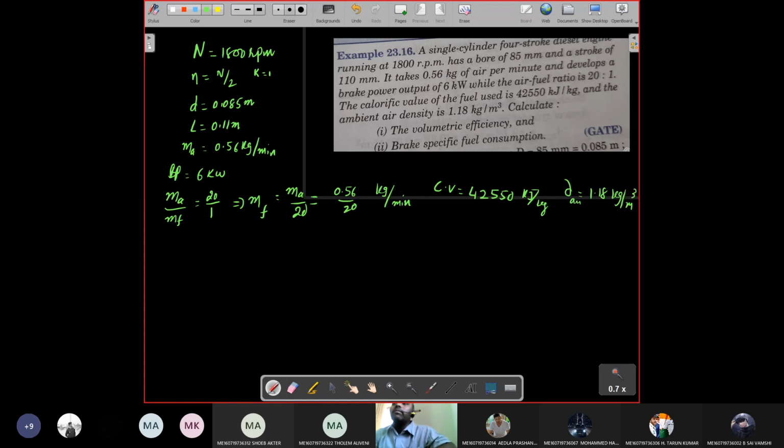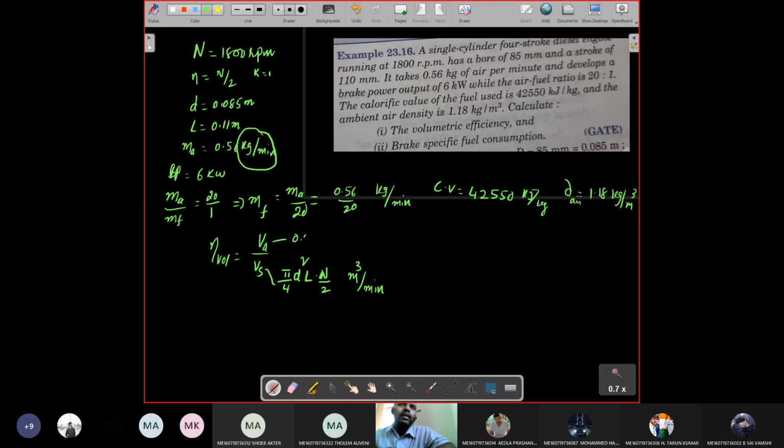Why is the air density given? Tell me. To know the volumetric efficiency, air volume is given, but it is in terms of kg per minute. But in case of volumetric efficiency, it is actual volume by swept volume. Swept volume is pi by 4 D square L into small n. Small n here is capital N by 2. So the final units we are getting are in terms of meter cube per minute.